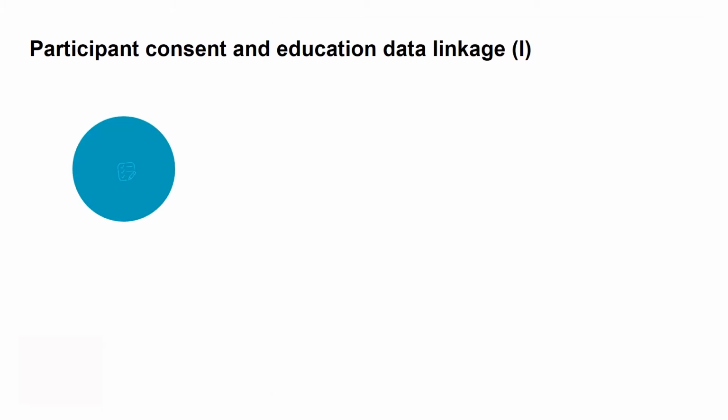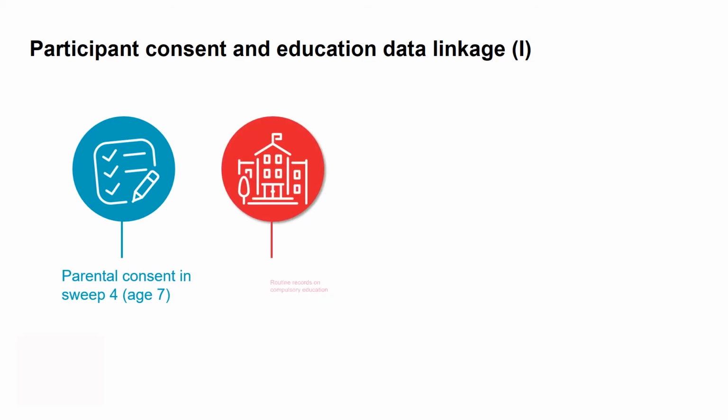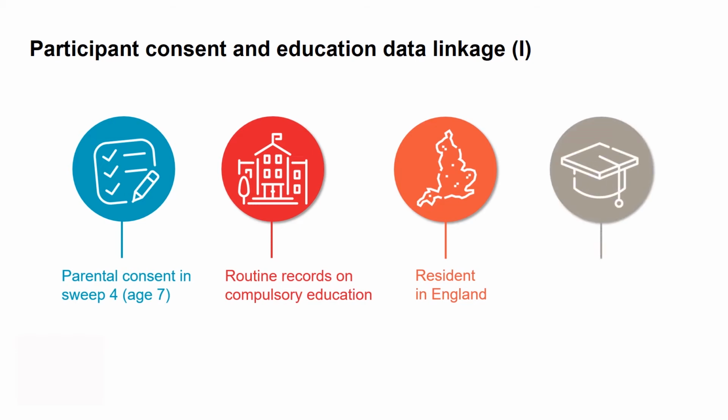For cohort members who participated in the fourth age 7 sweep, the child's parent was asked for consent to link the child's education records to their MCS survey data. Consent was sought to collect information from routine records on education from the start of their compulsory education up until the end of their compulsory education at age 16. In this data deposit, education records were requested for cohort members living in England only. This information is held by the Department for Education.